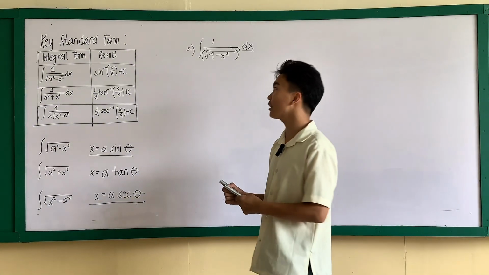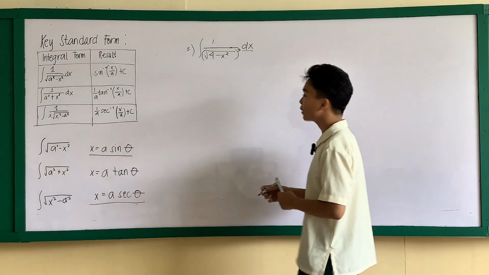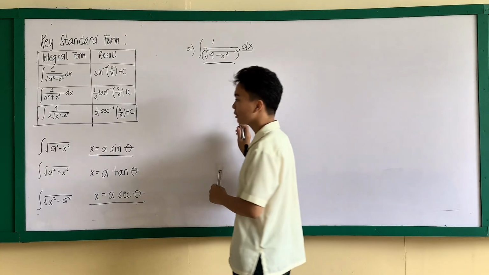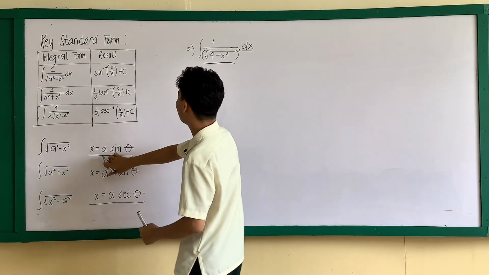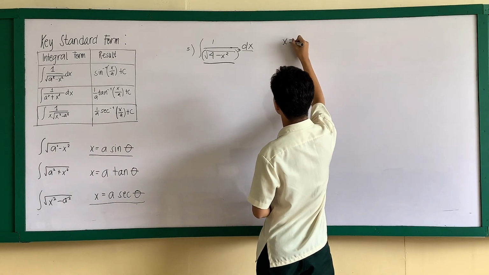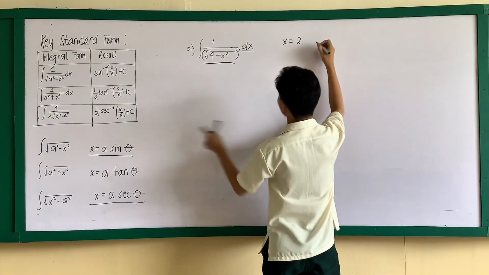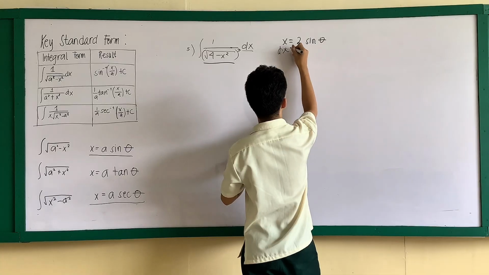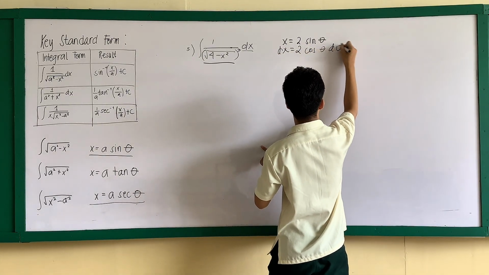So we are now in our last problem, which is problem number 5. In this problem, we can see that this denominator matches this integral form. So now we can use this integral form. So we need to find the value of x first. The value of a is the square root of 4, which is 2. Copy the sin theta and derive it. It's going to be 2 cosine theta d theta.